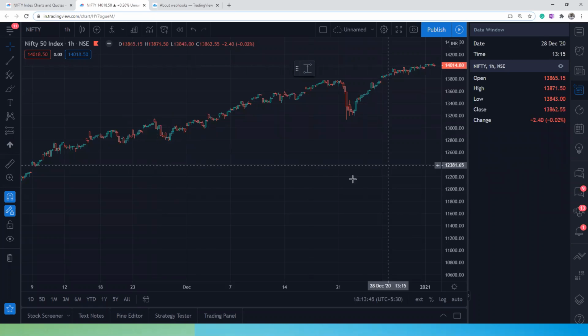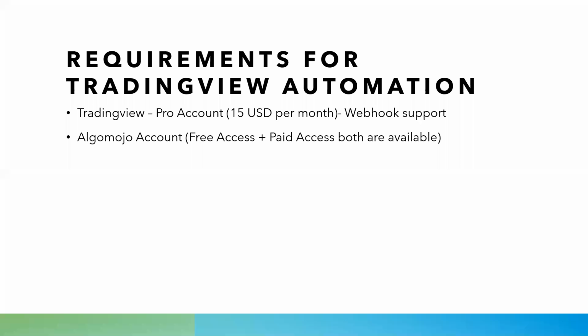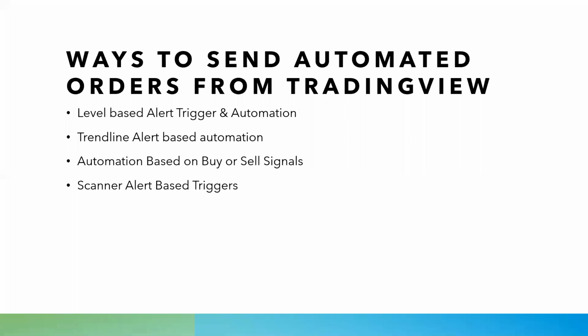What I'm going to do here is tell you the different methodologies available for sending automated orders from TradingView. There are 4 ways you can send automated orders. One is a level-based alert trigger. You can create a level, and when the price touches or crosses that level, you send an order.